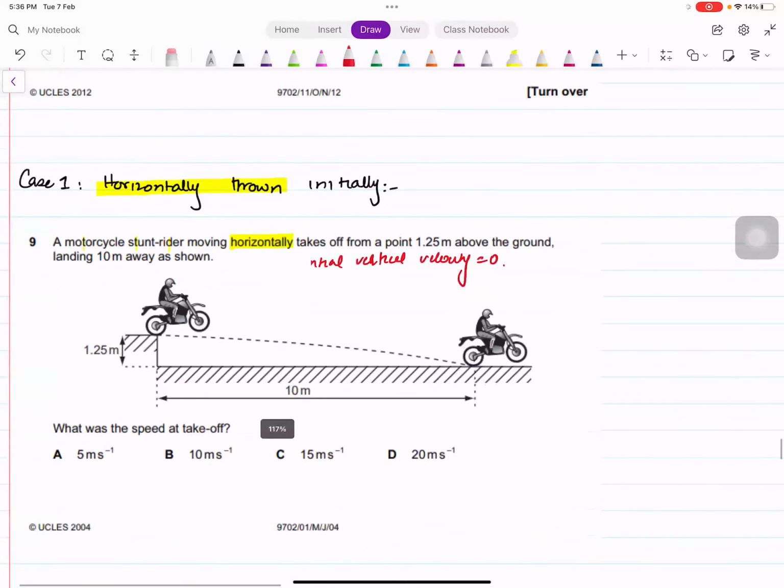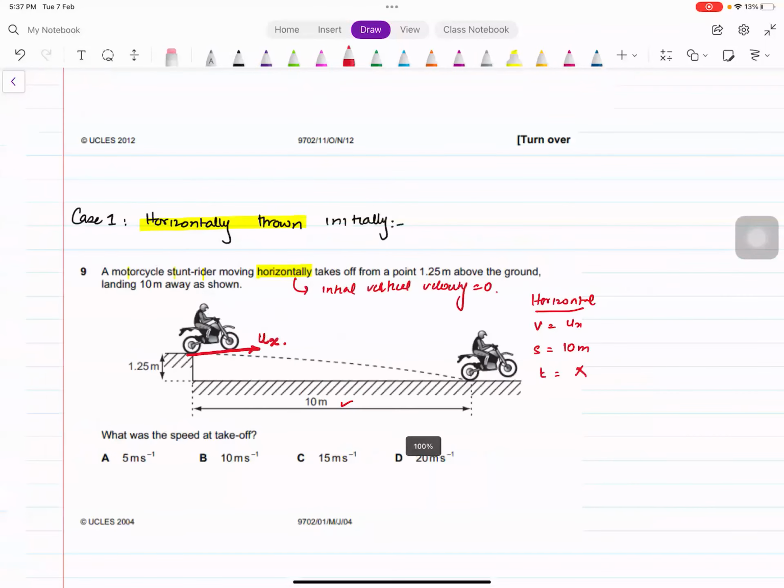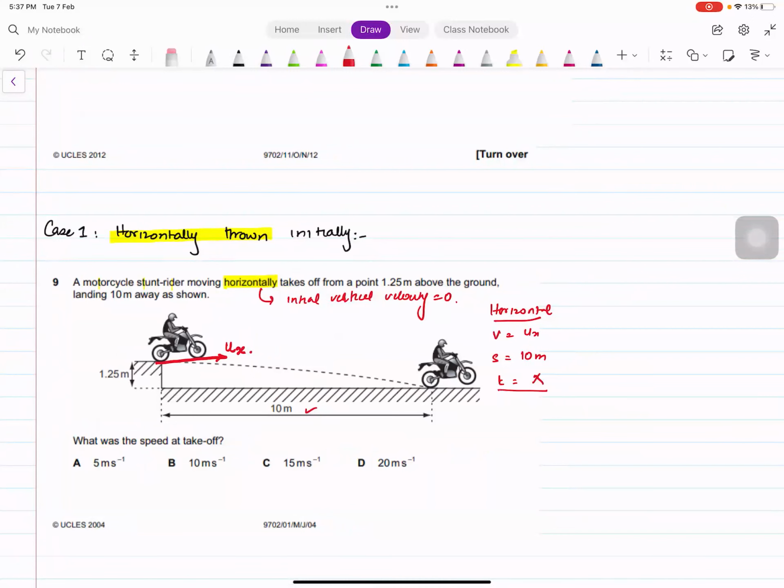Now, what do we need? We need to know the speed of takeoff, which means he's asking about the horizontal velocity, which is ux. Now, if I want to find ux, I would write what I need for horizontal things. I need horizontal velocity, so I'm going to write ux. I need horizontal displacement, which is 10, and I need time. Time is not given, right? Neither do I have time, so I cannot use horizontal. So what do I need to do? I need to find time somehow.